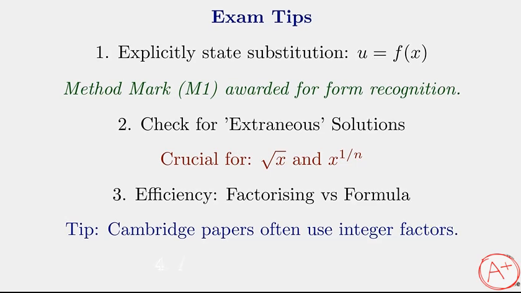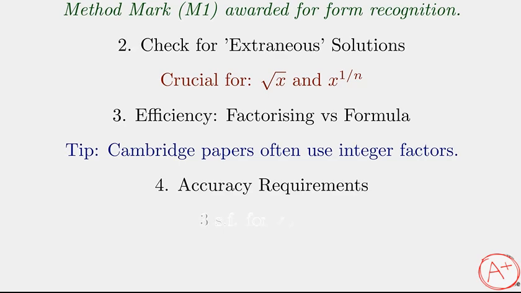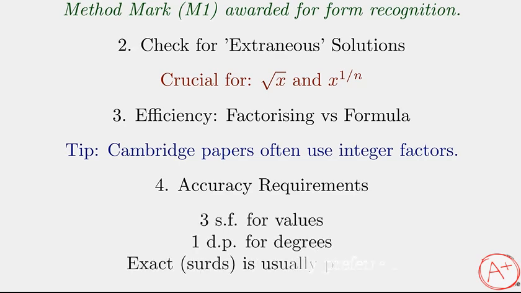Finally, unless otherwise stated, give non-exact numerical answers correct to 3 significant figures and angles in degrees to 1 decimal place. Leaving an answer as a surd, like square root of 2, is usually safer unless the question specifies a decimal format.